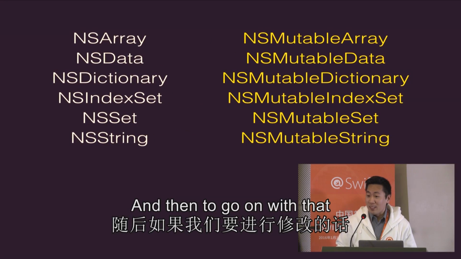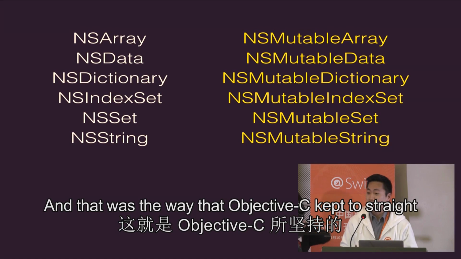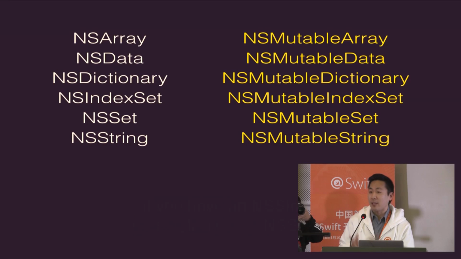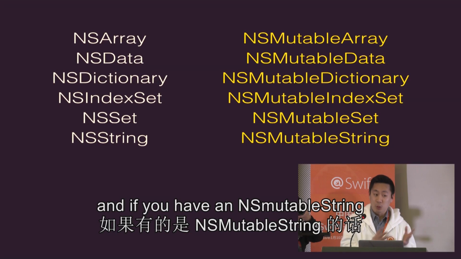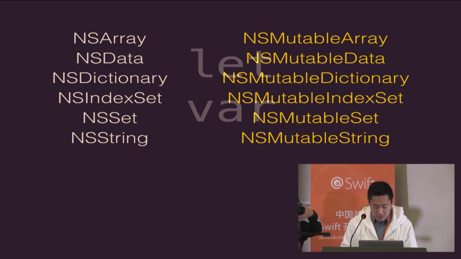And then to go along with that, we had a second set of mutable data types. And that was the way that Objective-C kept us straight. They said, we're going to change the name of the type. If you have an NSString, then you can't change it later. And if you have an NSMutableString, then you can change it later. So it's different types.